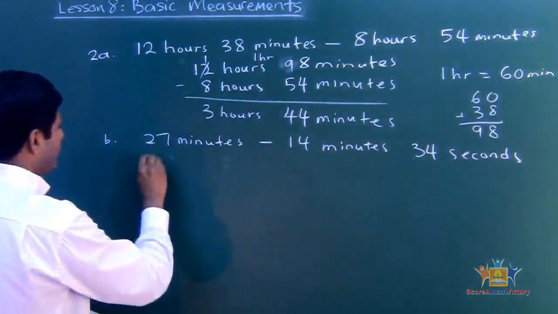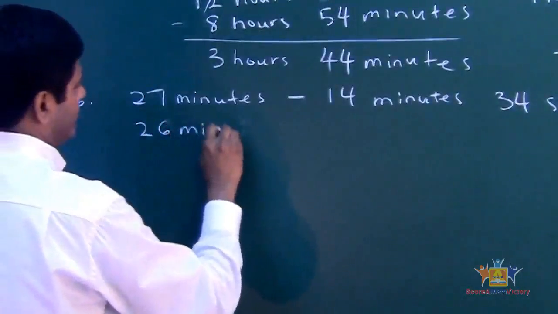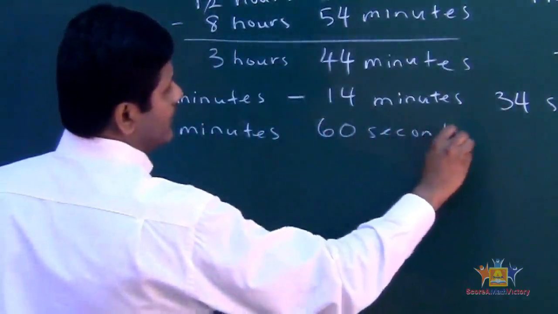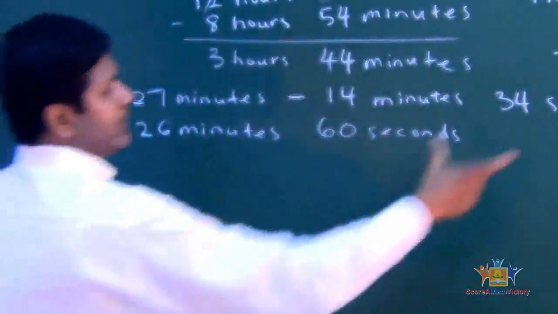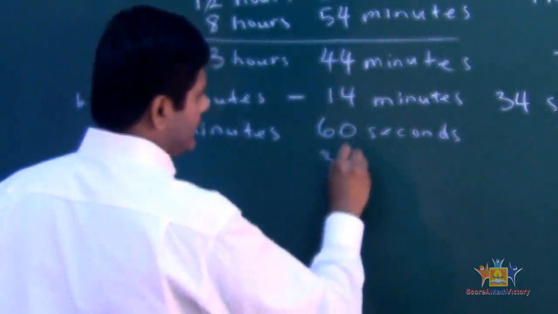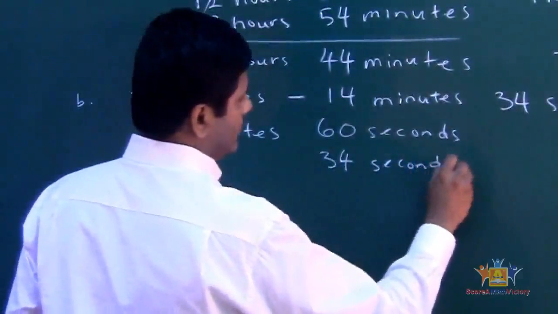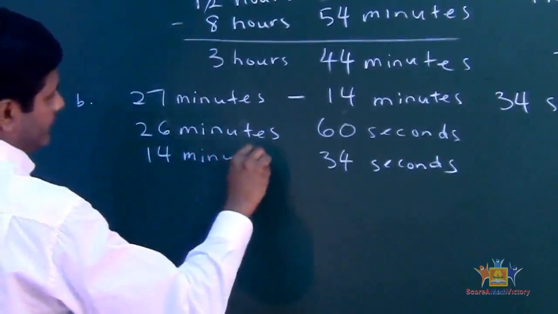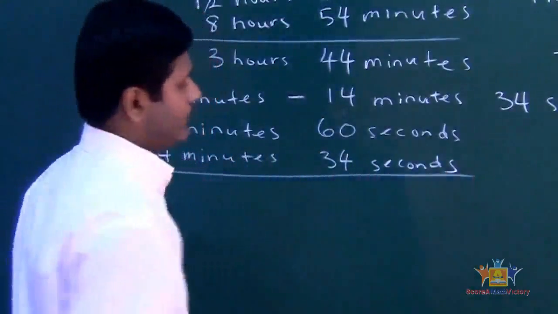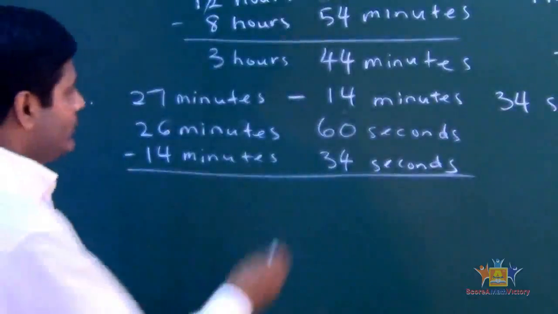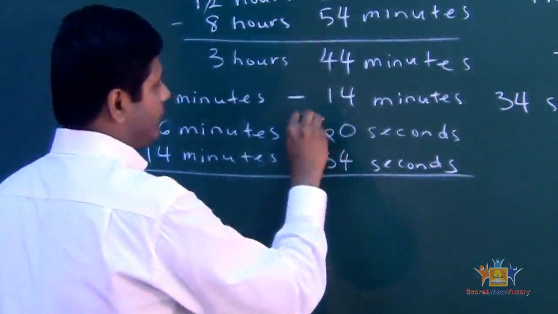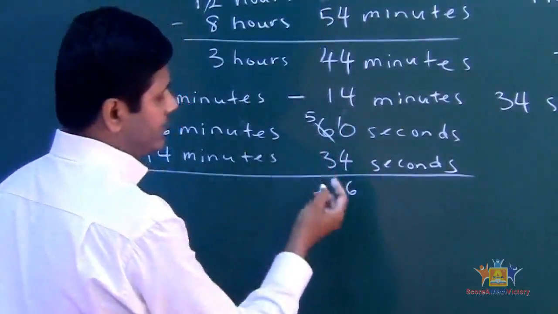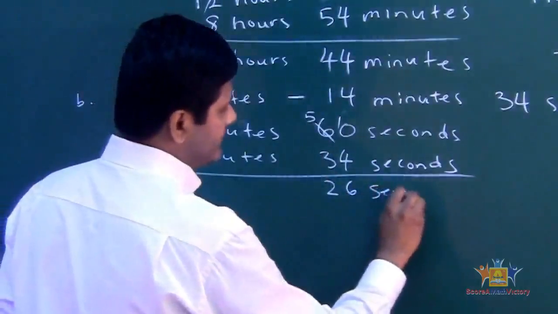Alright, so that makes it 26 minutes 60 seconds. Now I can line this one up with that. So I'm going to take the 34 and line it up with 60, and then 14 with 26. And I'm going to subtract right there. So 0 minus 4, I cannot, borrow from 6, it becomes 5, and 0 becomes 10. 10 minus 4 is 6. 5 minus 3 is 2. 26 seconds.